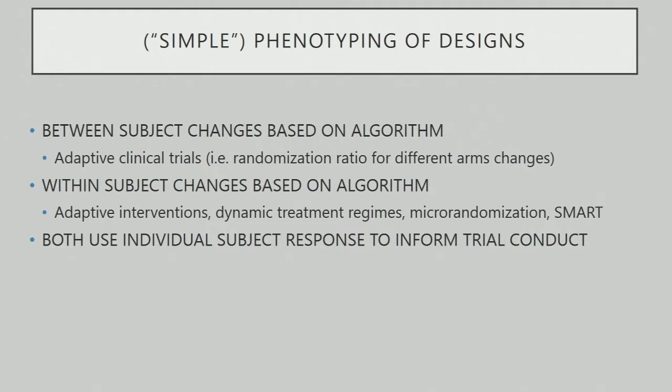The randomization ratio for different arms can change for different reasons. Even very strictly speaking, an interim analysis that does a blinded sample size re-estimation or an interim analysis that has a futility or an efficacy rule, those could be considered adaptive clinical trials, although we wouldn't consider them as strongly adaptive. Then, if you think about a study that's doing within subject changes based on an algorithm, these could be adaptive interventions, as Patrick noted, dynamic treatment regimes, micro-randomization, potentially SMART, because something is going on along an algorithm.